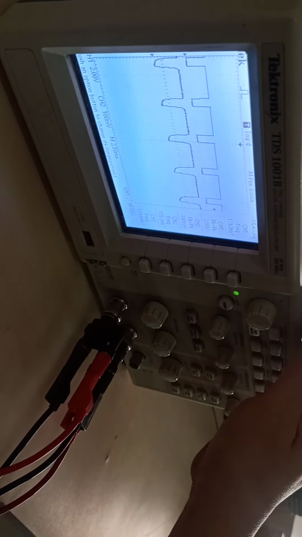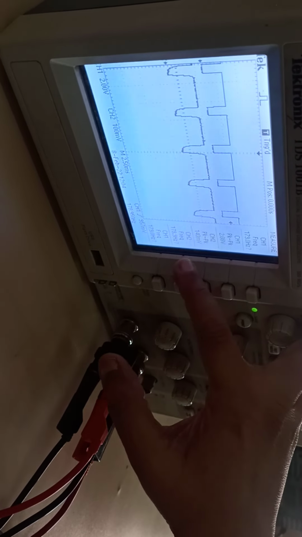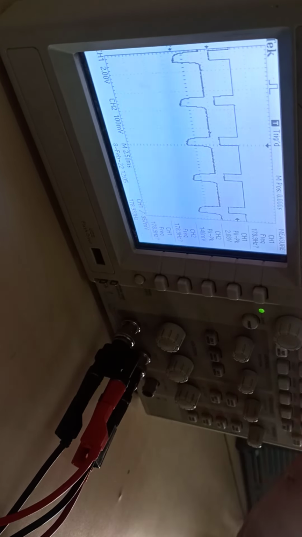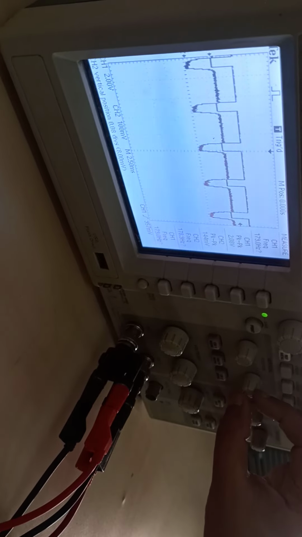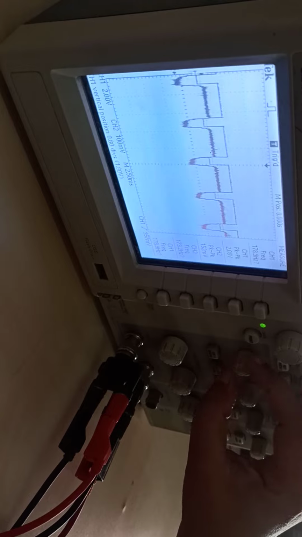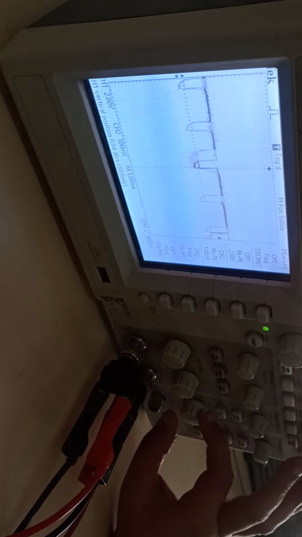after connecting a 4K7, see on the transmitter side we are having 2.08, and on channel 2 we are getting 144 millivolt. So we are getting some millivolt amplitude. Now again we are interested in measuring the propagation delay for this signal.